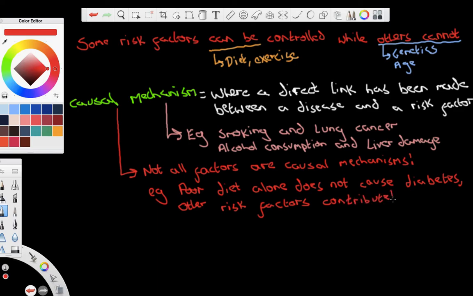What I'm trying to say is that if you are a causal mechanism such as smoking and lung cancer, if you do not have any of the other risk factors, if your genetics are perfect, if you're young, if you exercise a lot, your diet is perfect, you don't work anywhere where there's lots of fumes, but you smoke, your chances of getting lung cancer increase dramatically. You're much more likely to get lung cancer. If you drink lots of alcohol but everything else in your life is perfect, your chances of getting liver damage is very, very high. These are known as causal mechanisms.